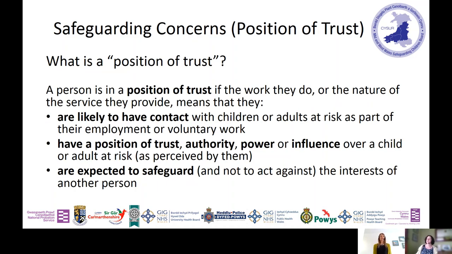So what is a position of trust? A person in a position of trust is someone whose work, or the nature of the service they provide, means that they are likely to have contact with children or adults at risk as part of their employment or voluntary work, and who has a position of trust, authority, power or influence over a child or adult at risk as perceived by them. So even if the adult doesn't think that, if the child feels that they've got a position of power or influence, that's enough. They are expected to safeguard and not act against the interests of another person.